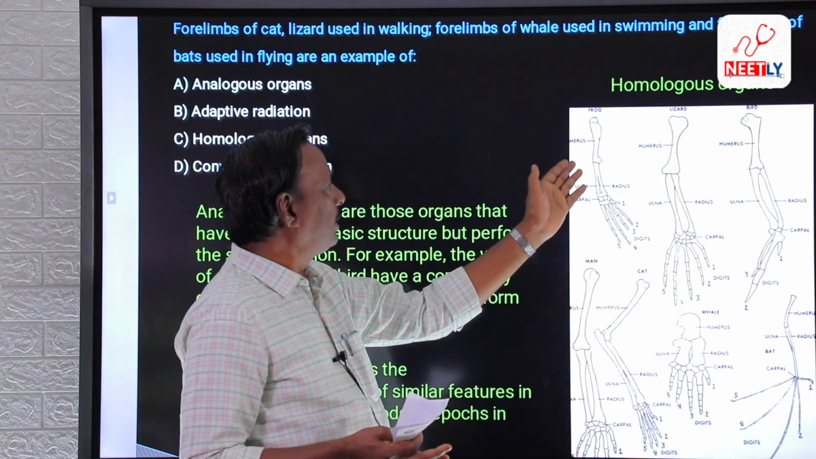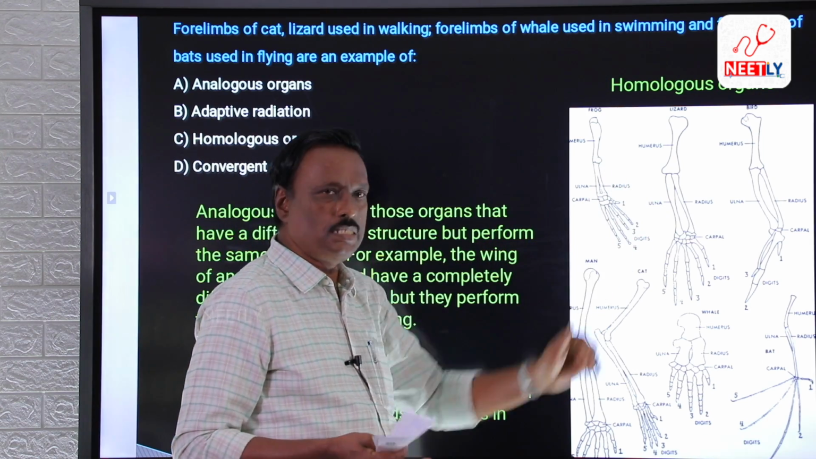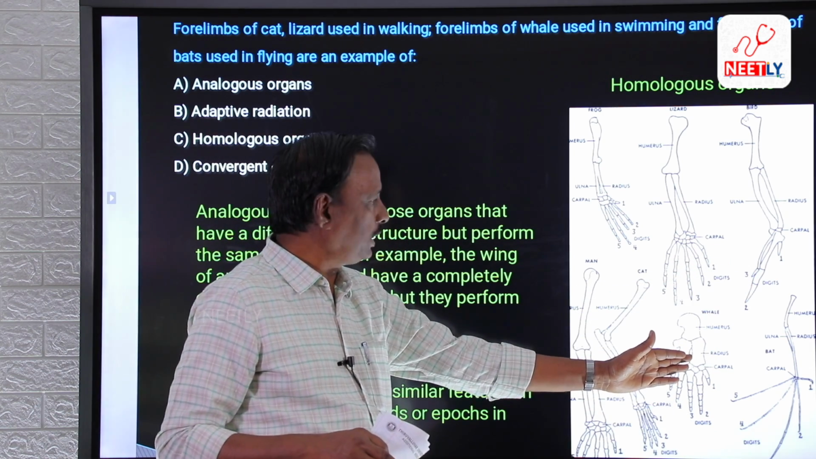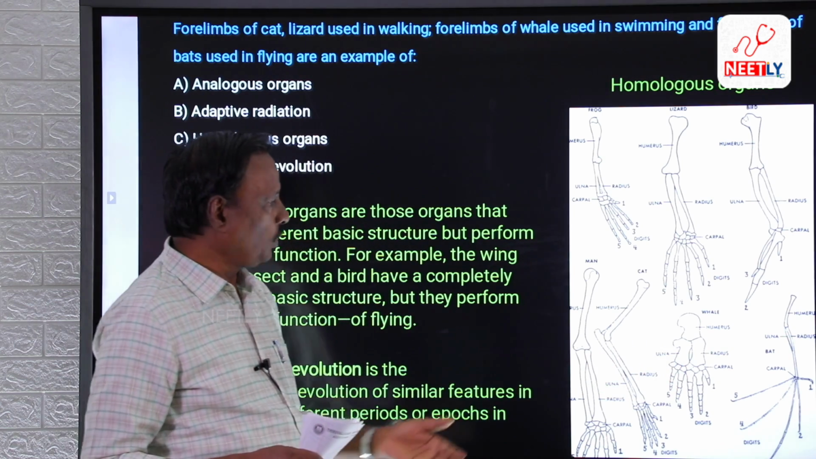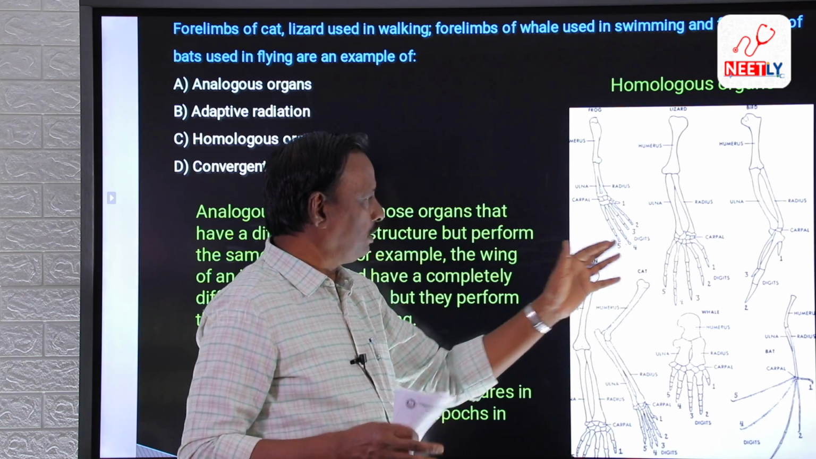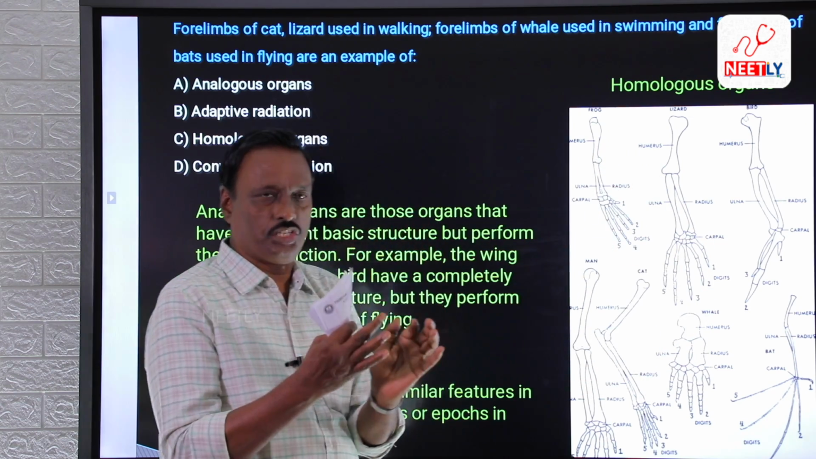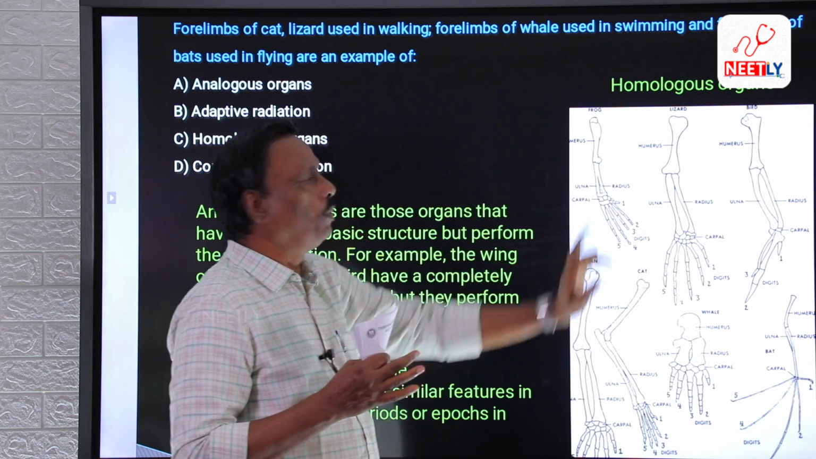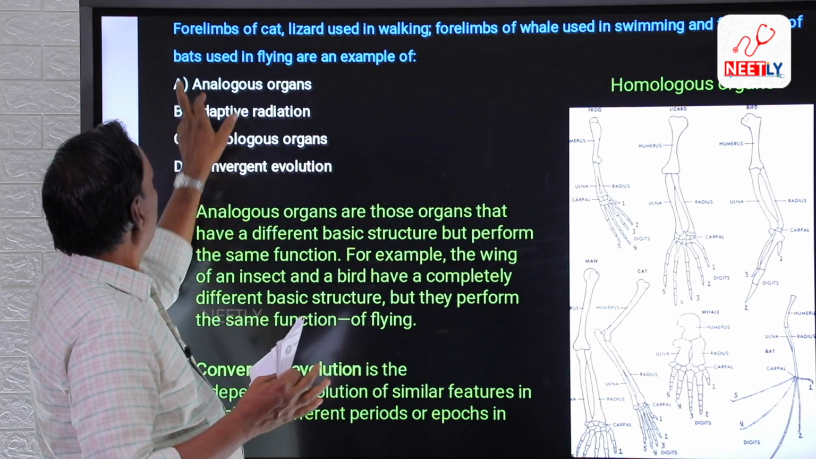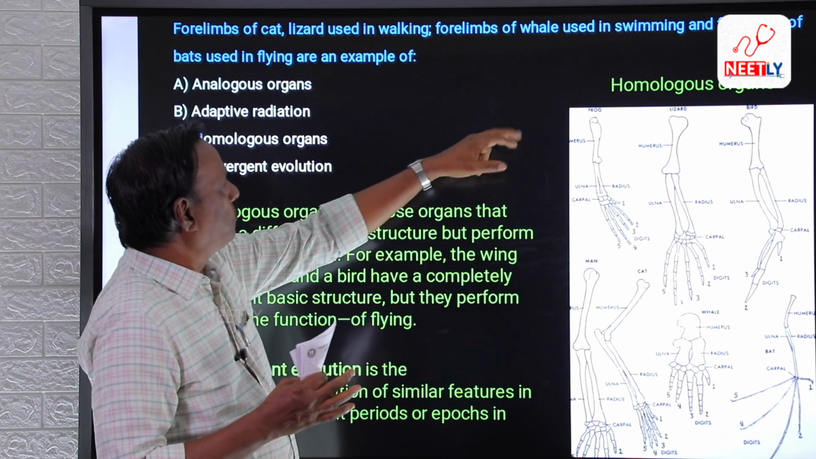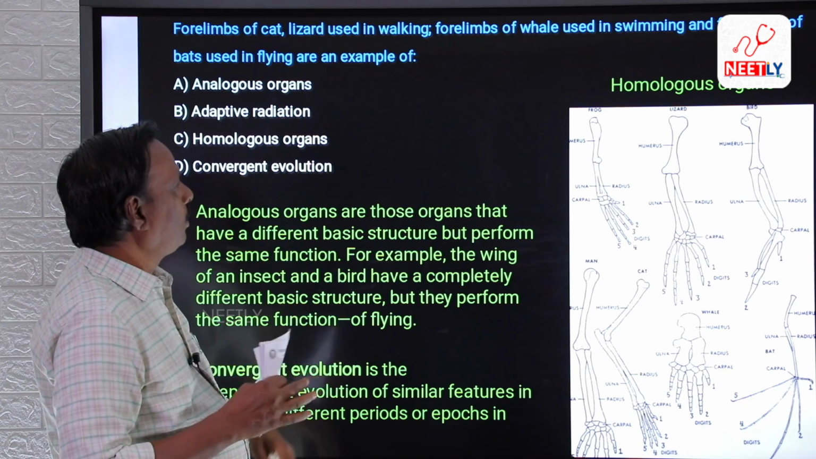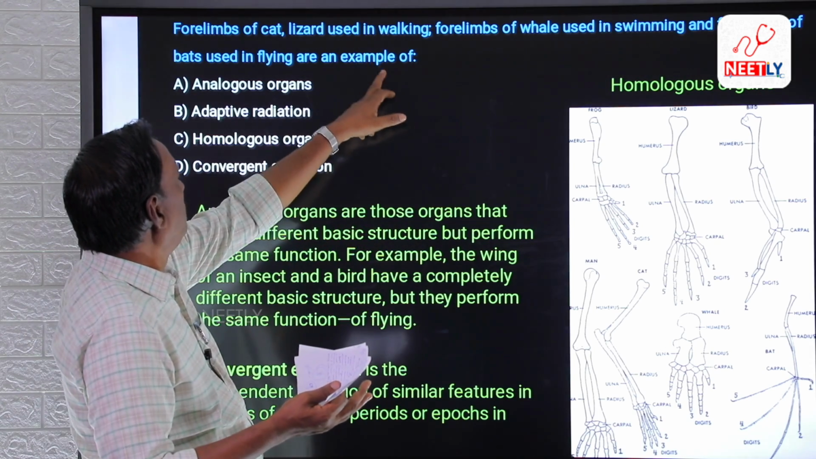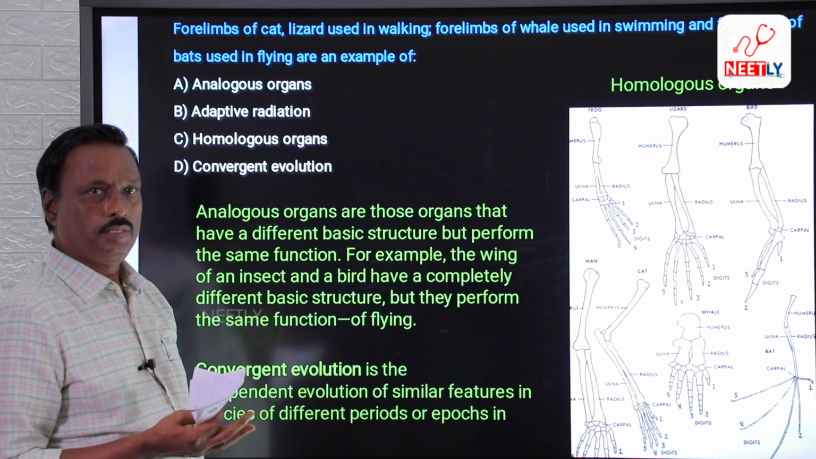For example, the frog's forelimb helps for jumping, the lizard's helps for crawling, a bird's helps for flying, and the forelimb of the whale helps for swimming. Functionally they are not related, but the basic structure of all these is similar. This kind of organ we call homologous organs. So the forelimbs of cat, lizard, whale, and bat all have the same basic pattern but perform different functions. So they are the best examples of homologous organs. That is the correct answer.